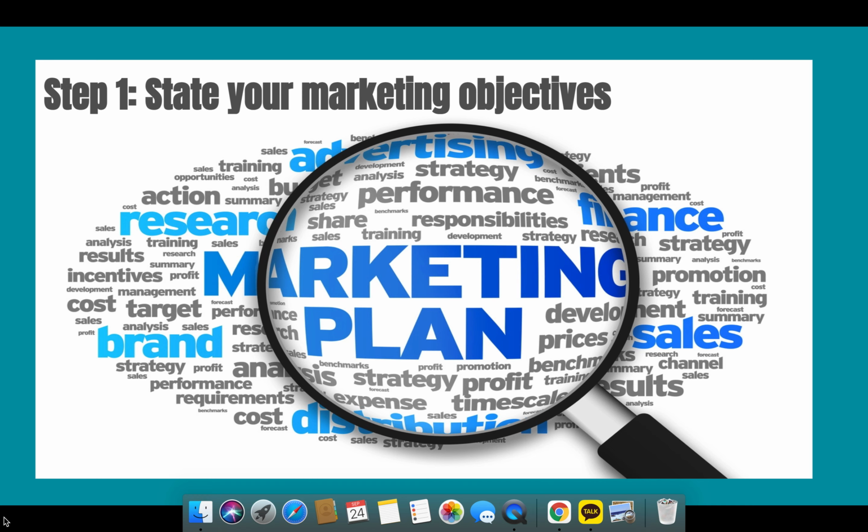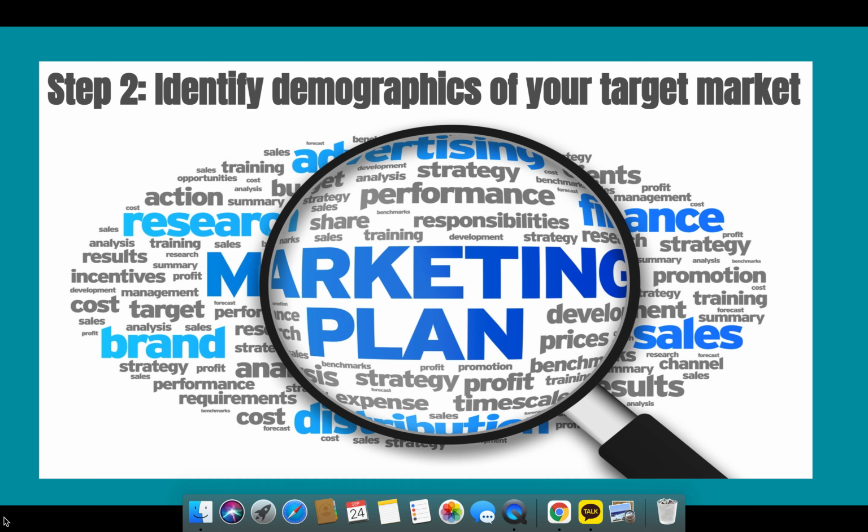So are you ready for step two? Step two is to identify demographics of your target market. What do we mean by demographics? Demographics is studying the characteristics of your market, like for example, the age, the sex, the profession, the income level, the education level, whether you would like to cater to individuals or you would like to cater to businesses.